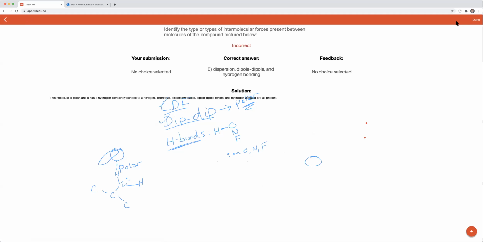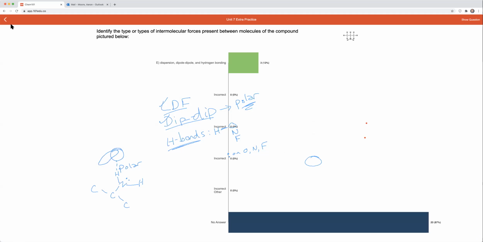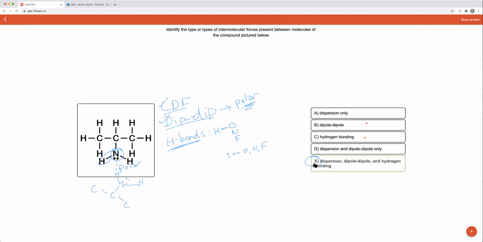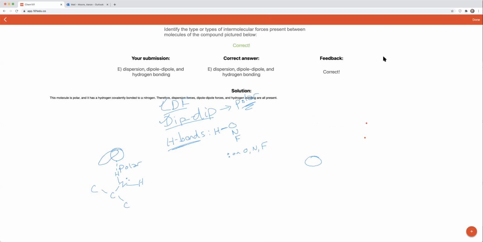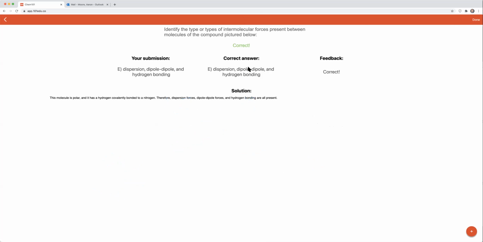Oops. Well, it didn't recognize that I selected it. Let's go back. Let's go back. I want to show the question. Okay, there we go. I circled it, but I didn't select it. Okay. Yeah, okay. All right, so there's that one.